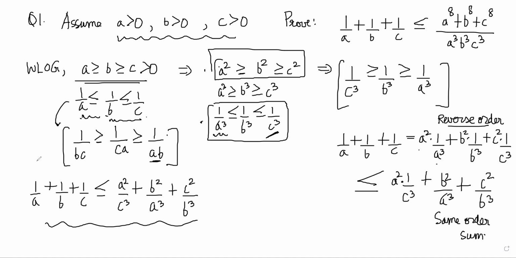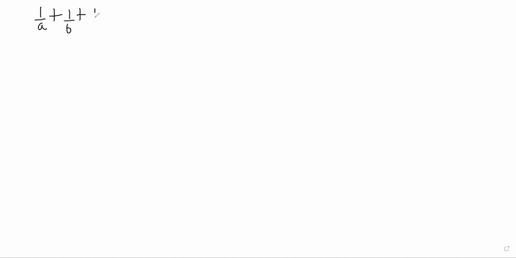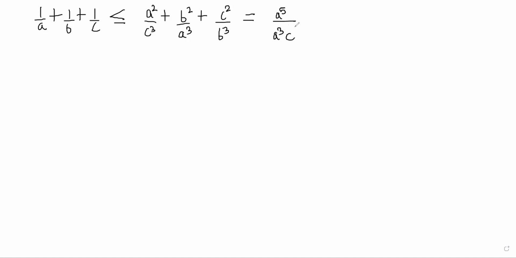So I'll do it on the next screen. We have 1/A + 1/B + 1/C ≤ A²/C³ + B²/A³ + C²/B³. And we can write this as equal to A⁵/(A³C³) + B⁵/(B³A³) + C⁵/(C³B³), right? Now think of the two separate sequences, A⁵, which is obviously greater than or equal to B⁵ and C⁵.